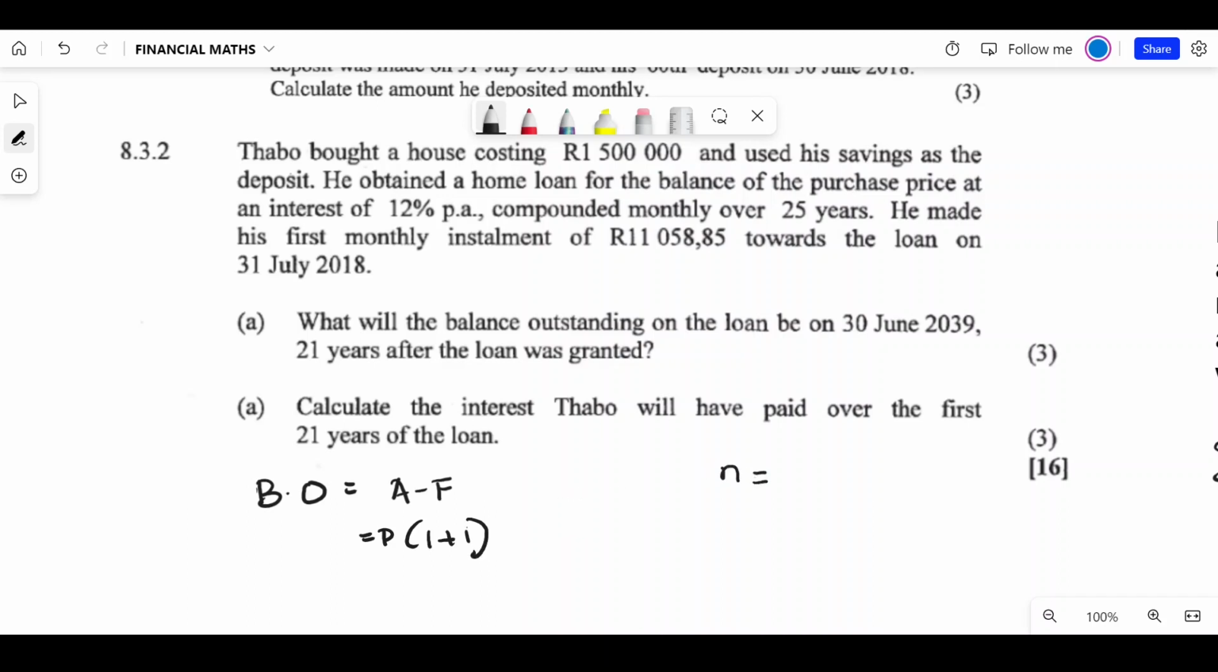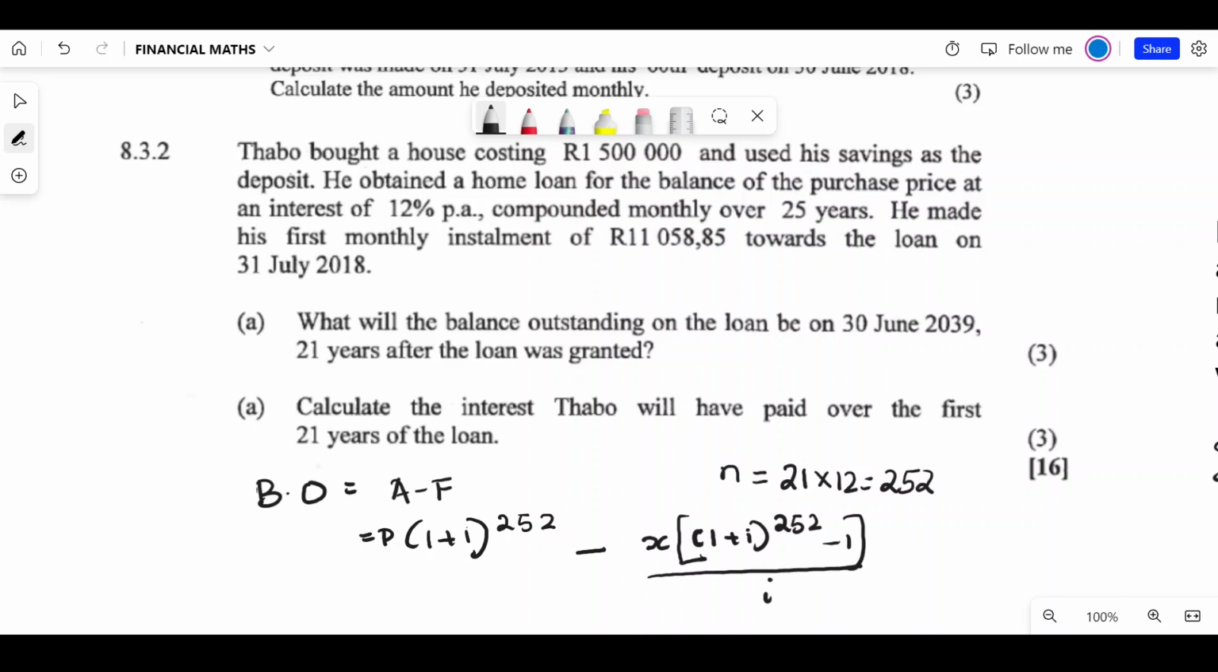You are finding the balance outstanding after 21 years, and the interest rate was compounded monthly. That means 21 times 12, which will be 252. So this is going to be 252 minus the F formula, x, we are going to substitute later. Now let me write for now 1 plus i. I'm just showing you the n, how we found the n. Minus 1 divided by i. We are going to substitute now.